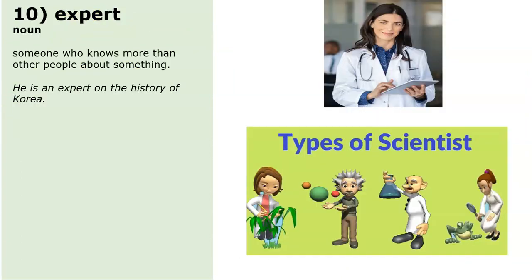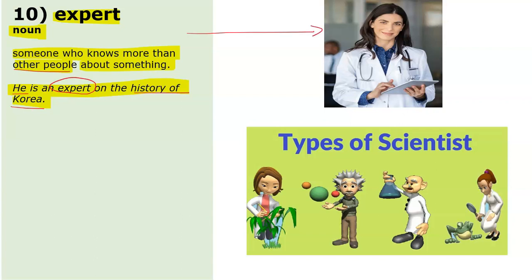Our next word is expert. Expert is a noun, and an expert is someone who knows more than other people about something. The example says, he is an expert on the history of Korea. So this person, he knows more than other people about the history of Korea. That makes him an expert.